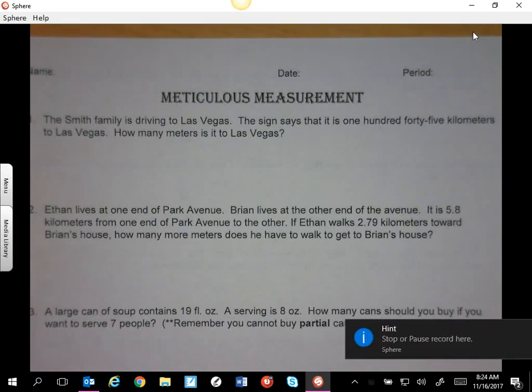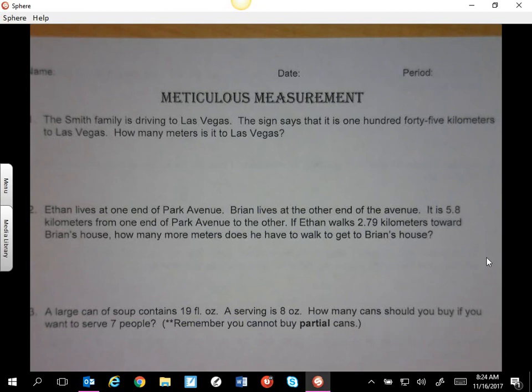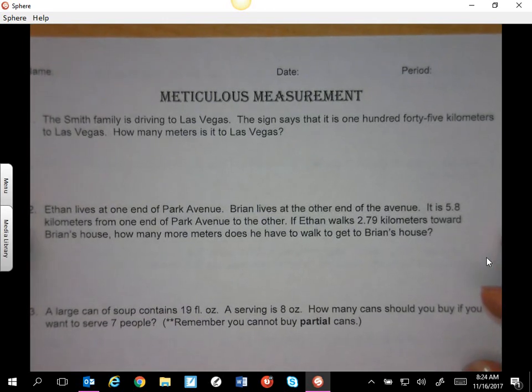Okay, so we're going to talk about measurement conversions because on our project next week, when we come back from break, we're going to be measuring and we're going to be making sure that our units match. So we need to make sure we can convert.